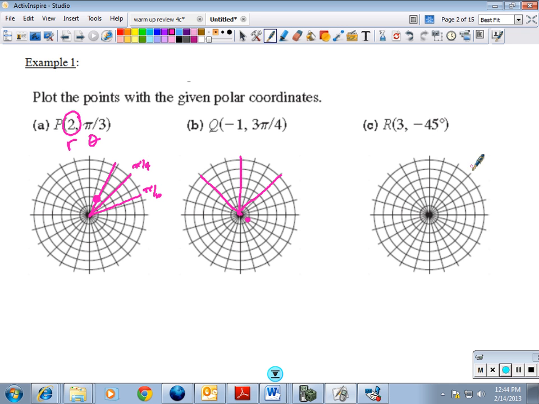3 comma negative pi over 4, so I would get a negative 45 degrees, which is, these little things are hard to tell. It's halfway. Is that halfway? Yeah. And then it's 3. 1, 2, 3, because recall negative angles are clockwise. Positive angles are counterclockwise.